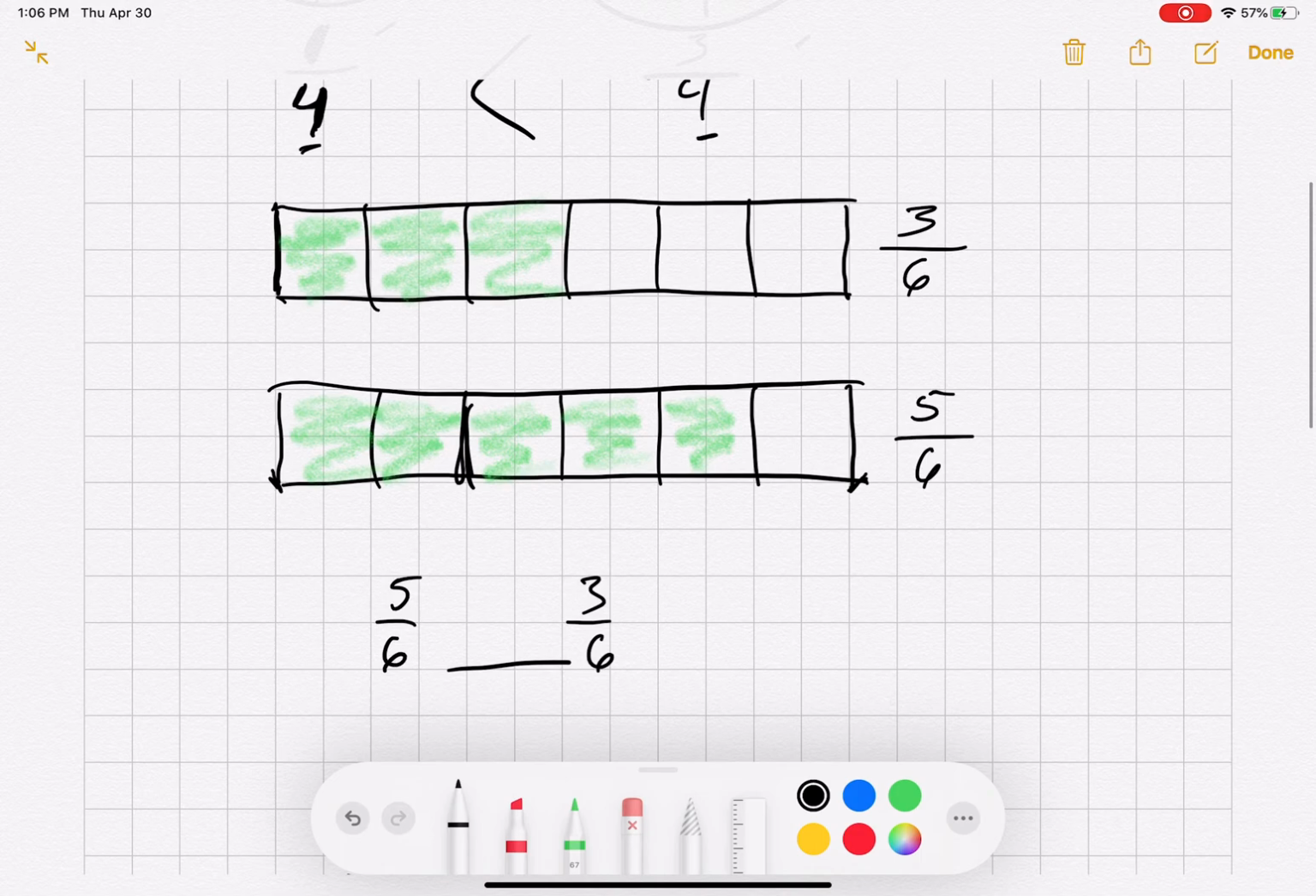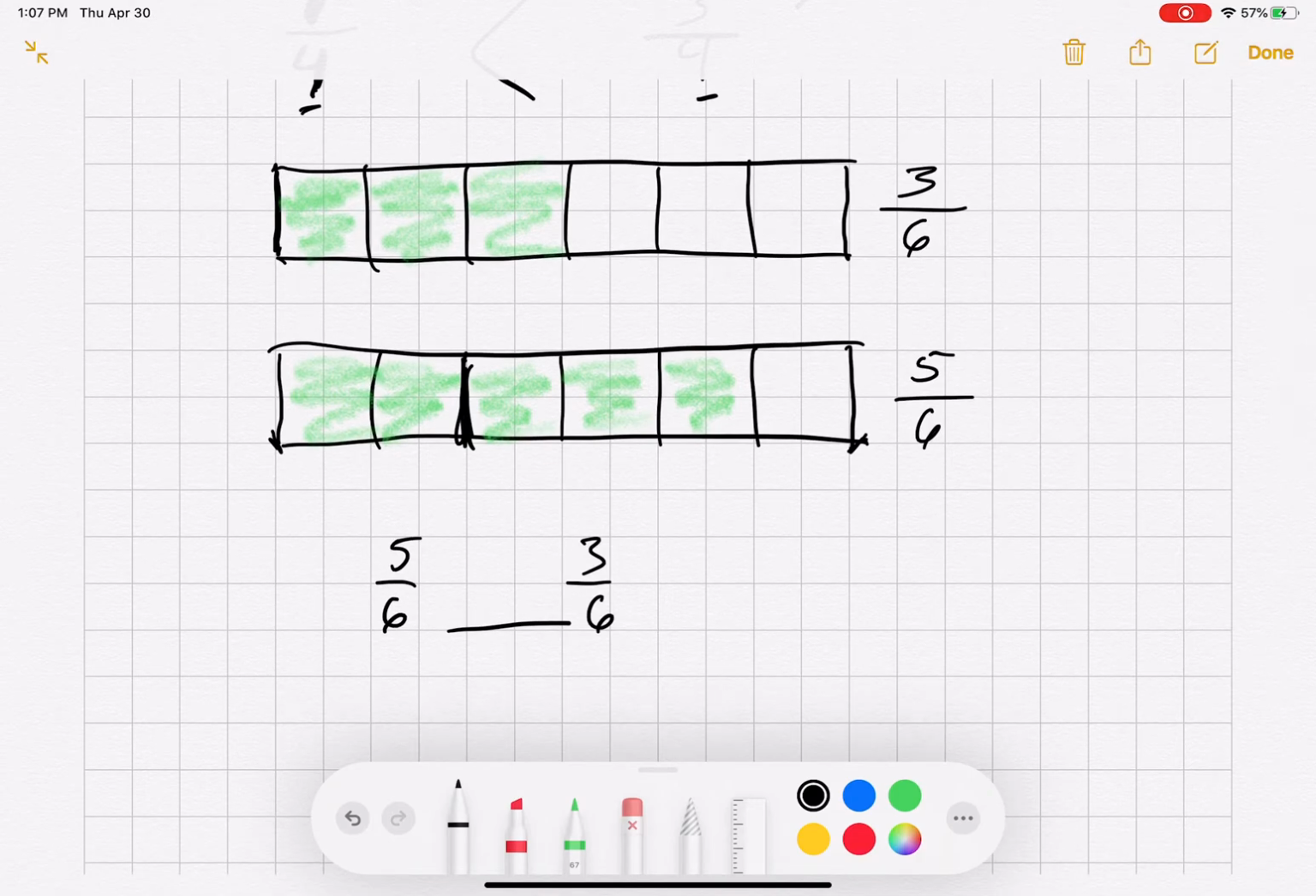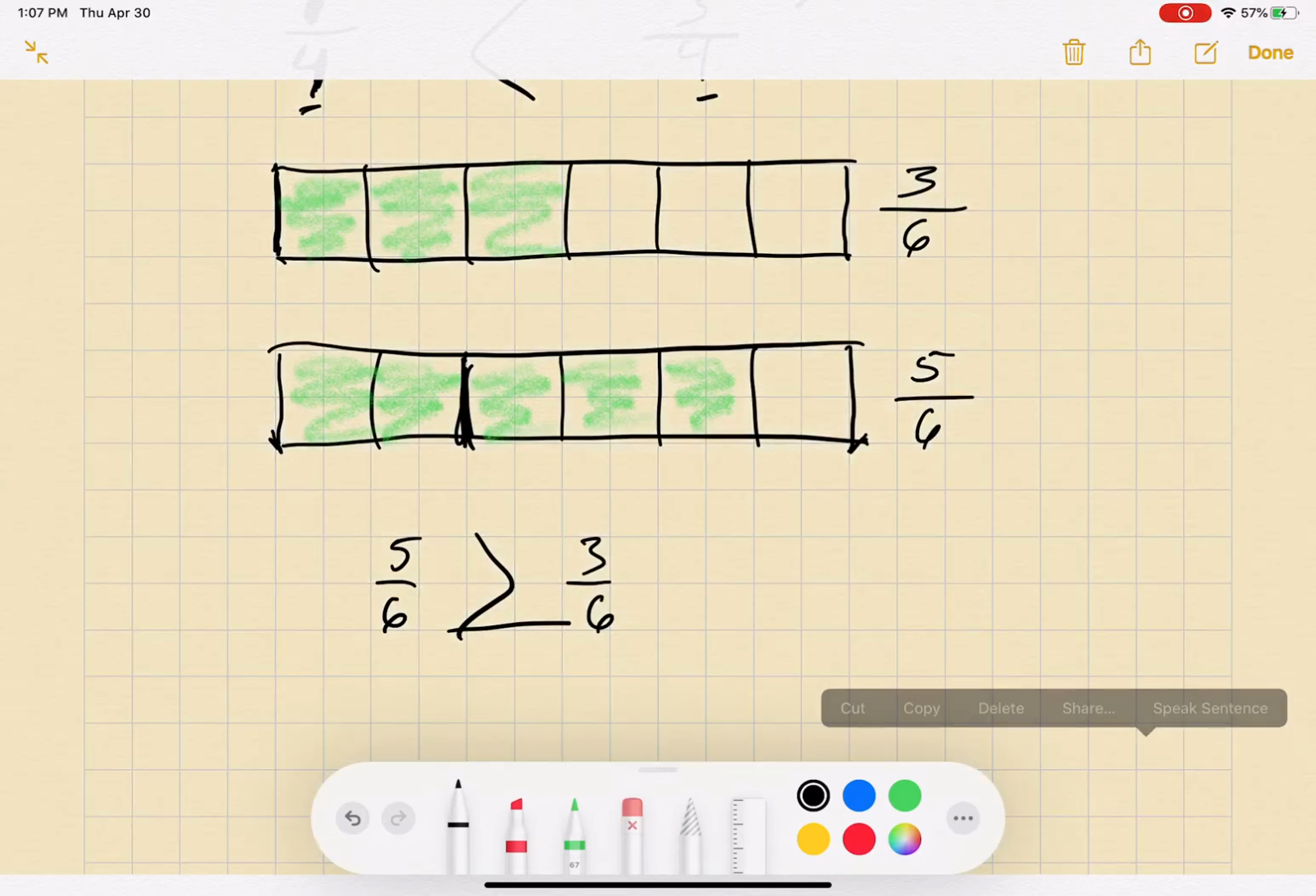If we're looking at fraction strips, which I much prefer to use, they're easier to draw using the grid paper and make the same size. If we're looking at the top fraction, 3/6, and the bottom fraction, 5/6, if we draw them out, we can very quickly see that 5/6 is greater than 3/6.